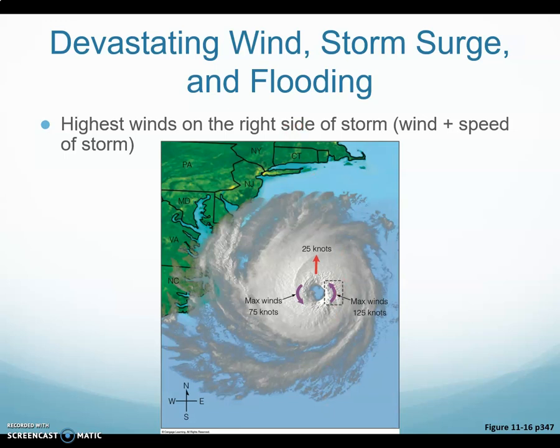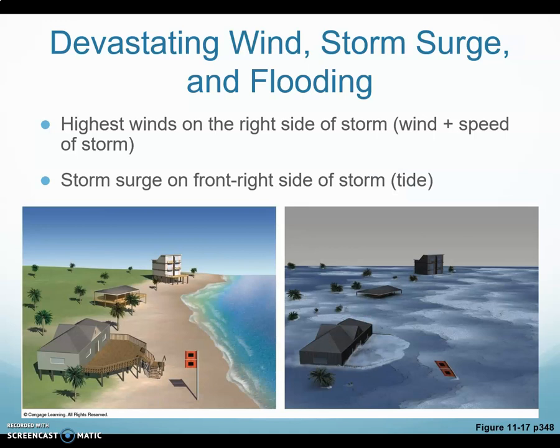And so those are the two biggest causes for devastation in a hurricane: the high winds and the storm surge, which occurs on the front right side of the storm. And when you look at the storm surge, there's another factor that we have to deal with, and that's the tide. When Hurricane Matthew passed by in our area in 2016, the Daytona Beach area was rather unscathed.